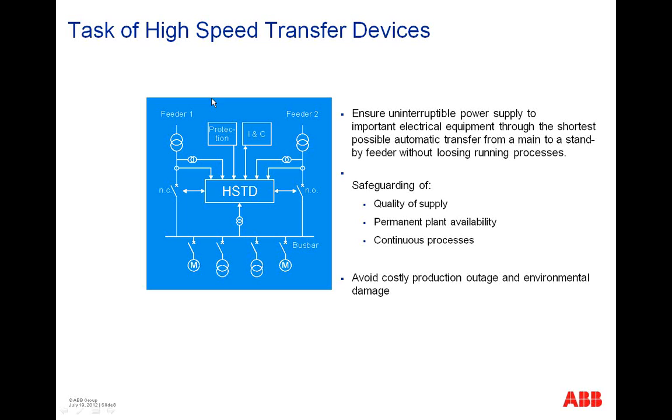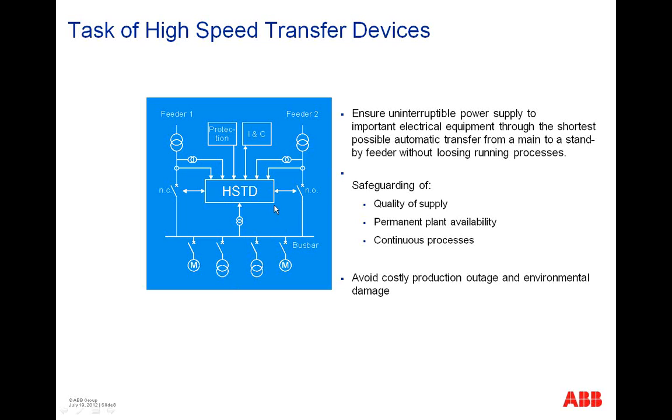With an ATS, if there's a failure, for example in this main feeder, this breaker is normally closed. It opens, then waits a certain time, a second, 2 seconds, and then closes this feeder. So after 1 or 2 seconds, you have lost all the connected processes and all the connected loads. So everything must be restarted again. You have not really a benefit.